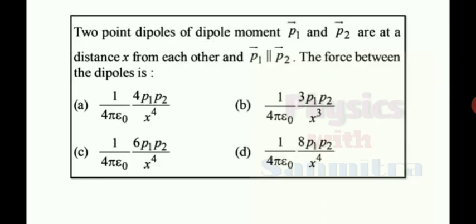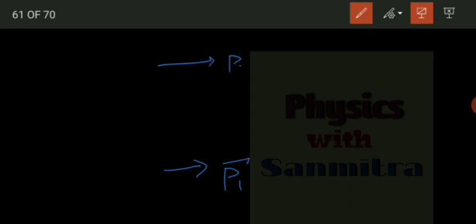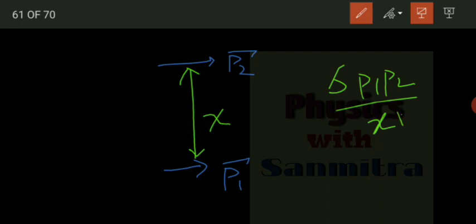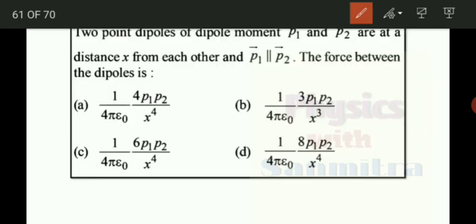Two point dipoles of dipole moment P1 and P2 are at a distance x from each other, and P1 is parallel to P2. The force between the dipoles is? Okay, this is a direct question. This is my P1 vector and this is my P2 vector. Both are parallel to each other, and the distance between them is x. What is the force acting on them? It will be 6 P1 P2 by x to the power 4. This is a direct question. Such questions also come, so that you can directly answer them by the formula.